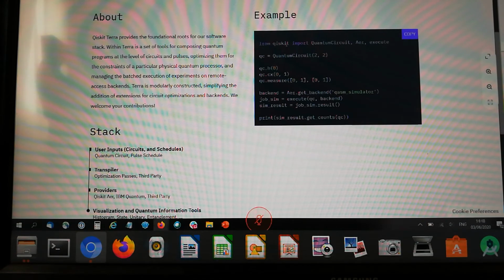You do an import of some things in qiskit. You define a quantum circuit with 2 qubits and 2 classical bits. You apply Hadamard gate to the qubit 0. You apply the C0 between Q0 and Q1, and you do a measurement from Q. Runs a simple circuit that creates entanglement.